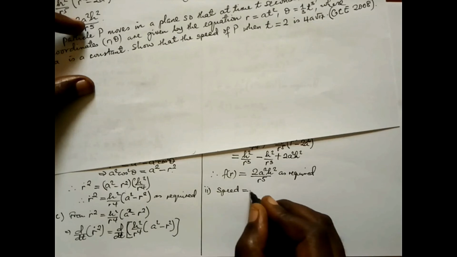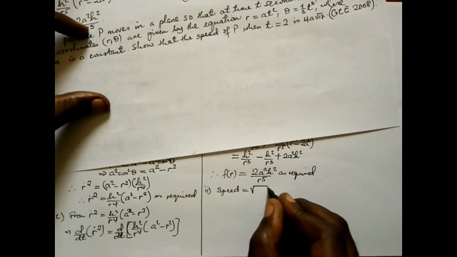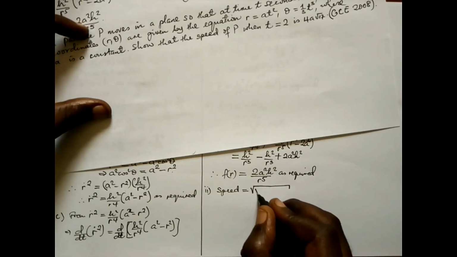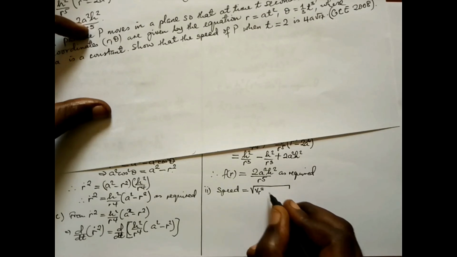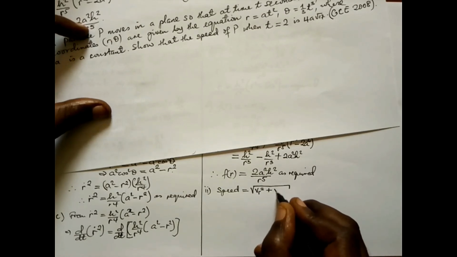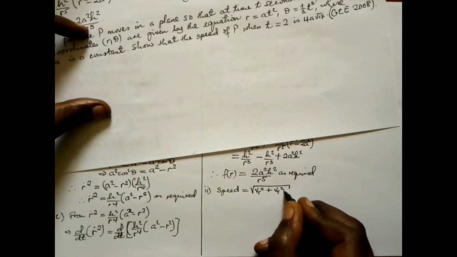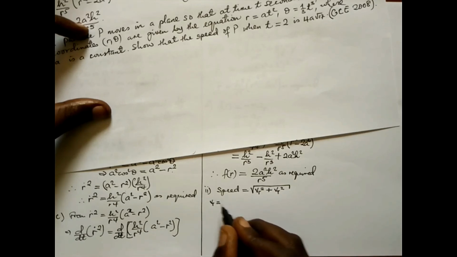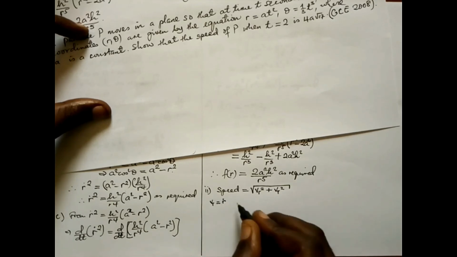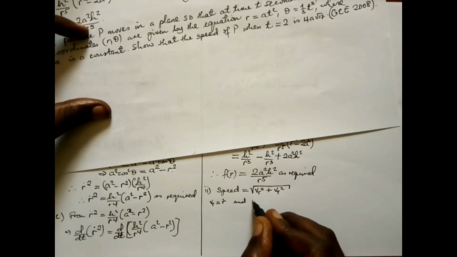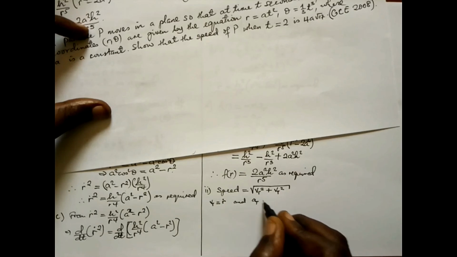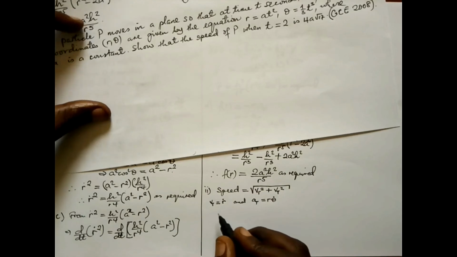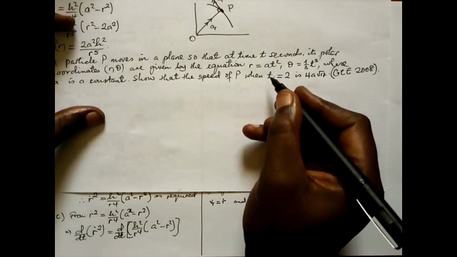of the particle is supposed to be the magnitude of the velocity. And the velocity has two components, the radial component and the transverse component. The radial component of the velocity, again from the formula booklet, is given by r dot, and the transverse component is given by r theta dot.